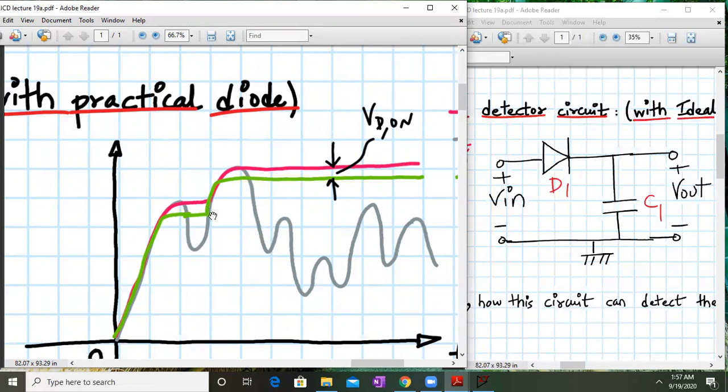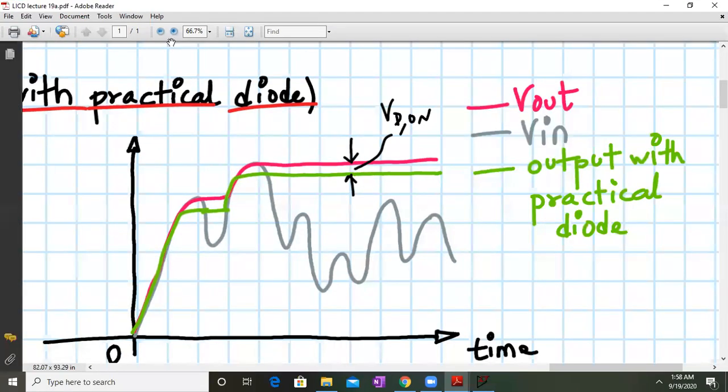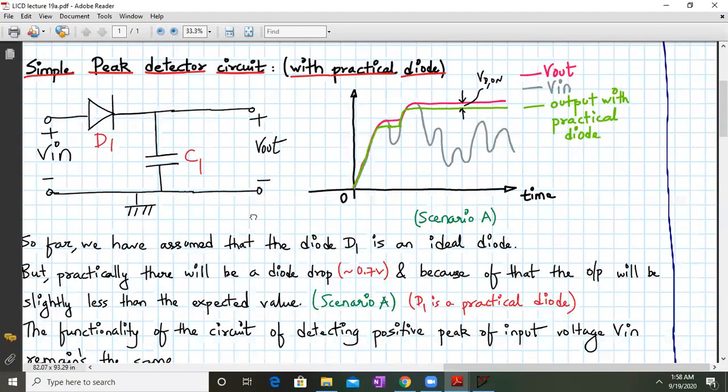The capacitor will again start charging when a new peak has come, and again the capacitor will try to reach the peak, but it cannot. It will be one diode drop less, because the diode will require around VD1 to start with. So this process will continue. Again, the input has decreased, my diode D1 is off, and the capacitor will hold the charge, but around VD1 less. So that's what will happen with the practical diode, which you have described over here.